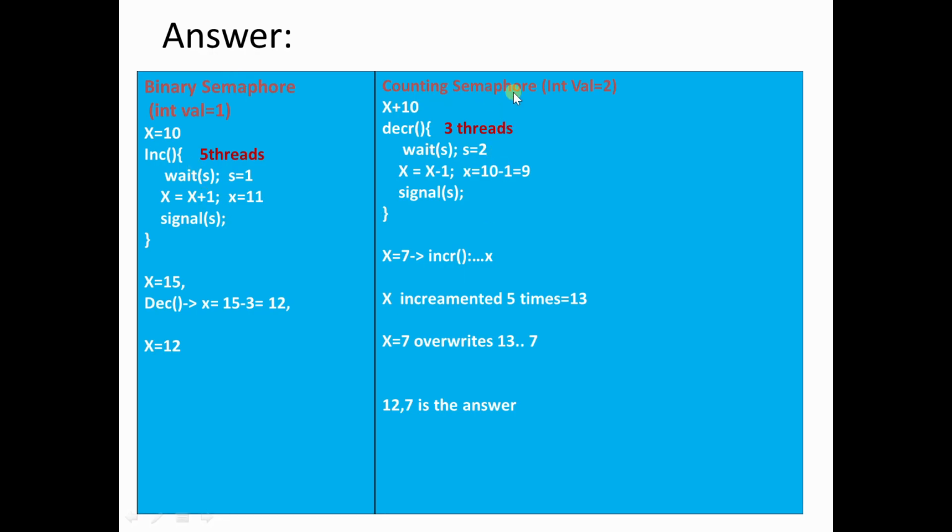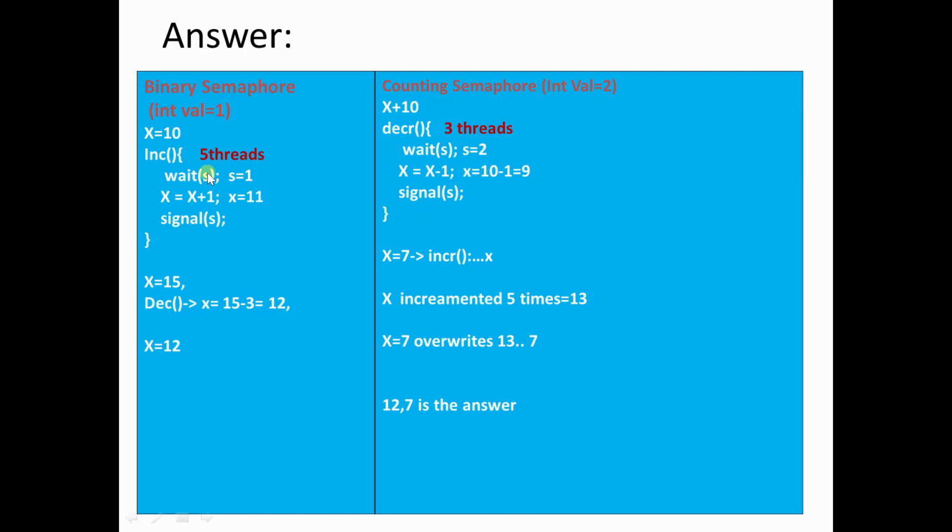When coming to the counting semaphore, first the decrement will happen. Here for the first thread, s is equal to 2, so x equals 10 minus 1, which is 9. During the second thread it will become 8, and the third thread it will become 7. After executing 3 threads, the x value will be 7.